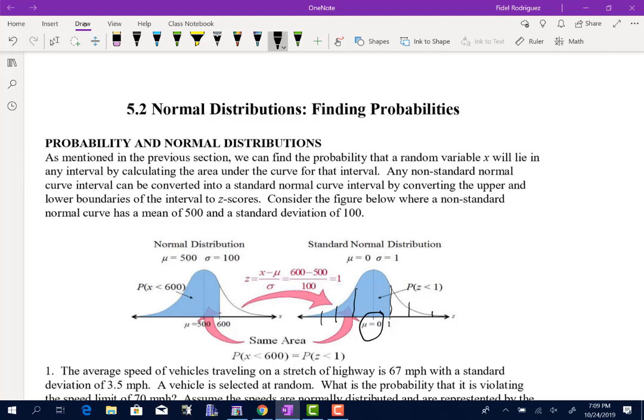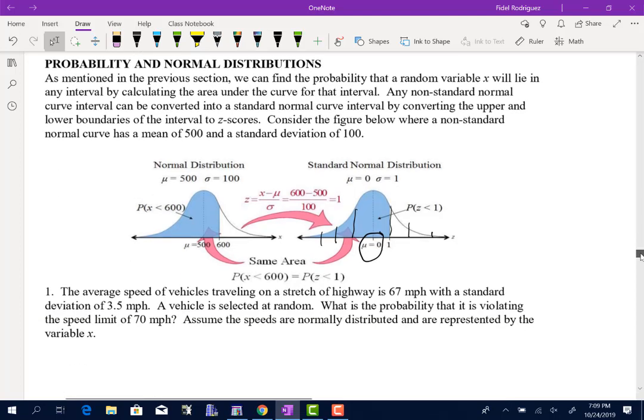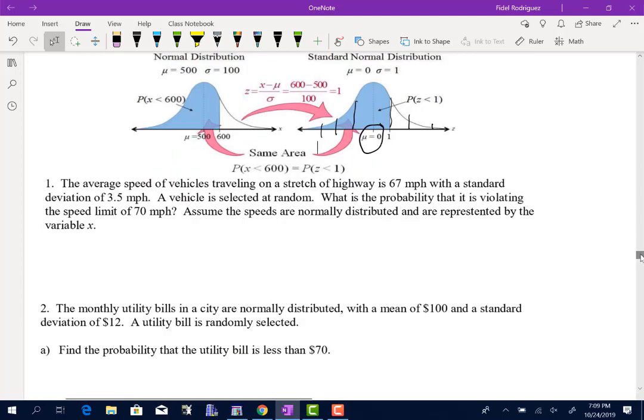So in essence, what we're going to do, guys, is figure out what happens when we have some information that is normally distributed, and we want to find those probabilities. We can transfer that information into a standard normal distribution and figure things out. So I'm going to show you with the first example that I have here.